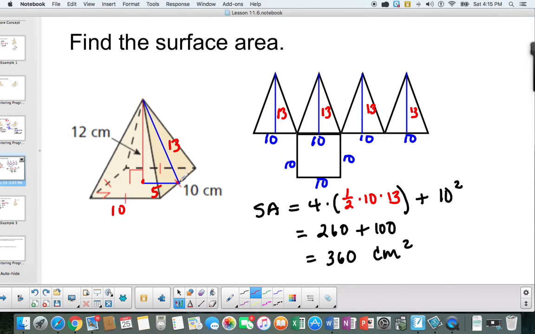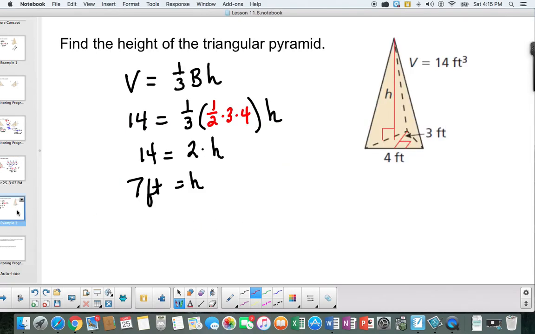Now this 13 is important because it's the height of each one of these triangles that is creating the sides of the pyramid. So I am going to take 4 and multiply it by the area of one of the triangles, plus I'm going to find the area of the base, add them all up together, and I will get my area. Notice it says square centimeters, not cubic, because I'm talking about area. Let's go back to volume.